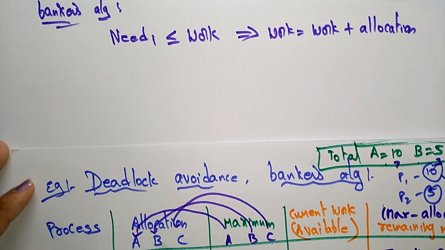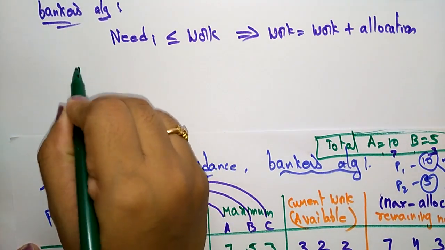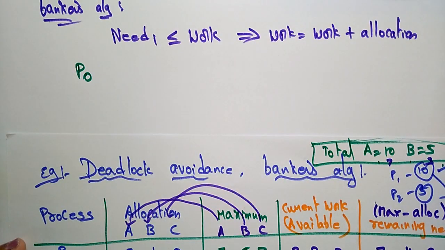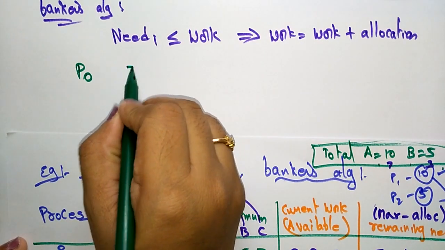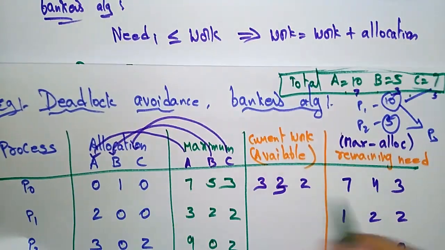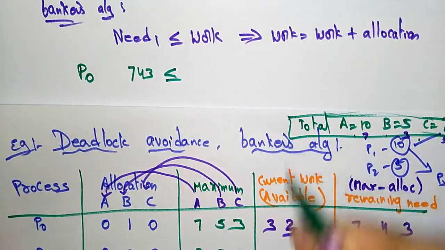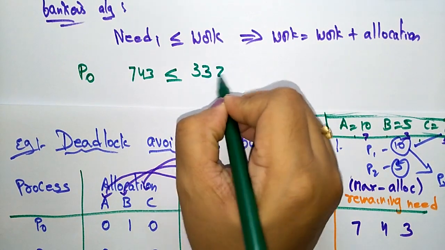So now we will calculate P0. So first we'll calculate P0. If this P0 is safe, then we have to arrange it in sequence. This need is 743. P0 need is 743. 743 is less than or equal to, what is the current work? 332. Is it less than or equal to 332?